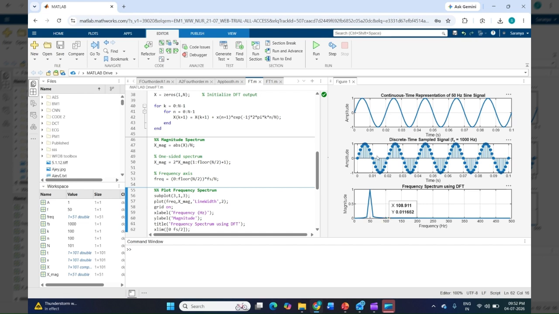For example, if I have generated another sine signal with 100 hertz frequency, and if its amplitude is 0.5, then we will get another frequency spectrum at 0.5 at the 100 hertz. If another signal is there, we can get its spectrum. So this is how the DFT helps to understand what all frequency components are available in the signal.